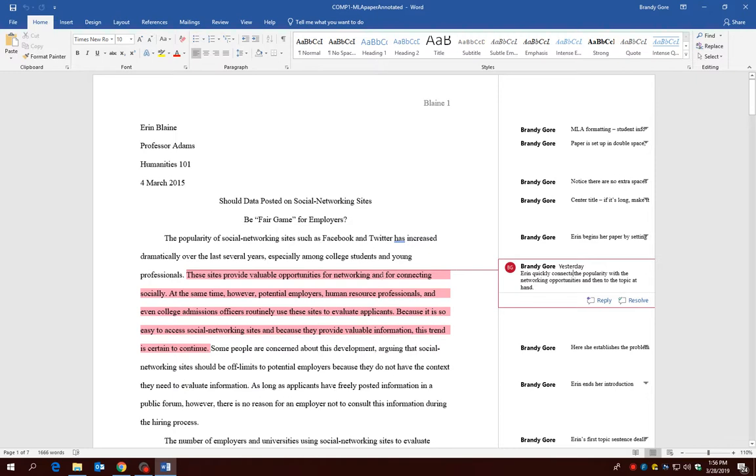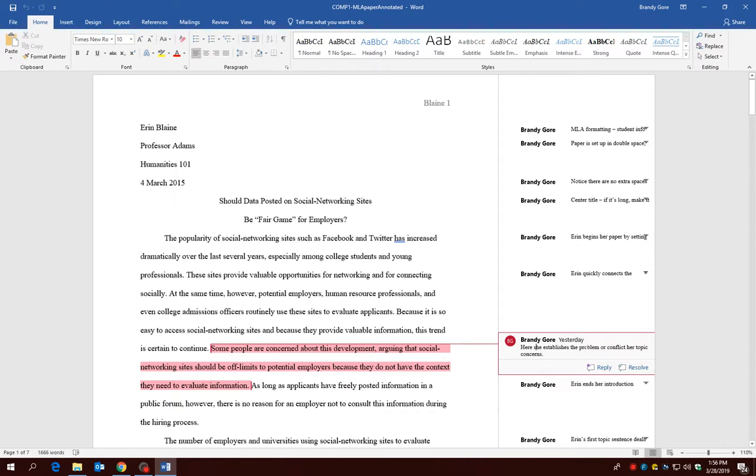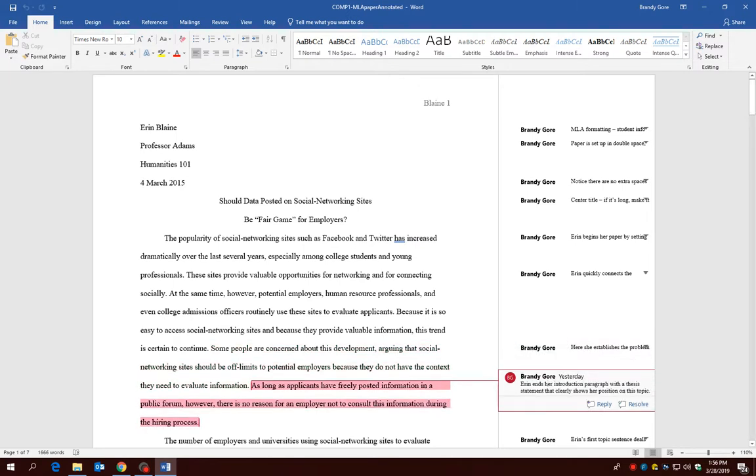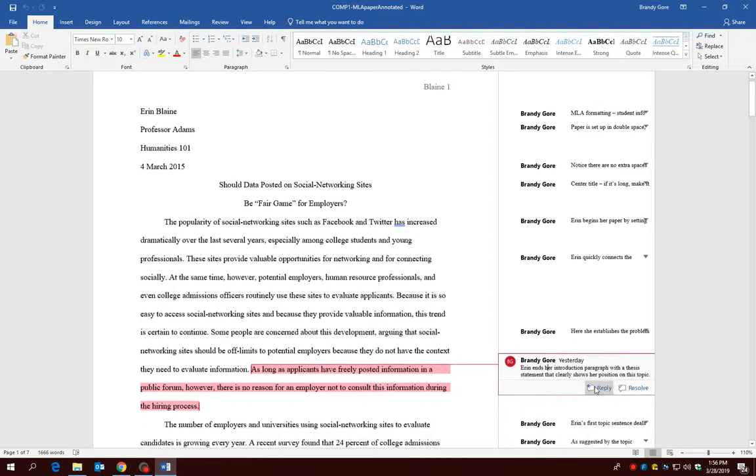So she starts getting our attention with the idea of Facebook and Twitter, and she mentions college students and young professionals. She quickly gets into networking, and then she's getting more into her actual topic at hand. Here she's going to establish the problem. Some people are concerned about this development, arguing that social networking sites should be off limits to potential employers because they do not have the context they need to evaluate information. And then look at her thesis statement, the last sentence of the paragraph. As long as applicants have freely posted information in a public forum, however, there is no reason for an employer not to consult this information during the hiring process. So here she shows her clear topic and her opinion about the topic.